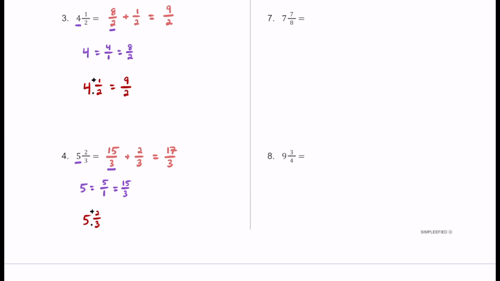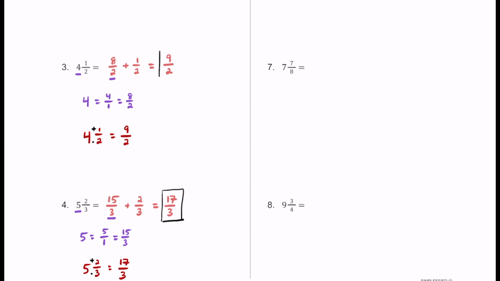15 plus the 2, that is going to be 17. So you're going to get 17/3 either way. All right, so let me just go ahead and box a few of these. So this is going to be the improper fraction version for number 4. For number 3, this is also the improper fraction version.